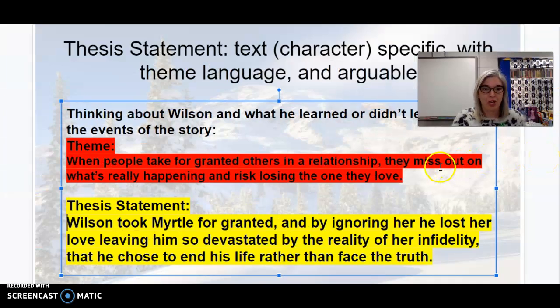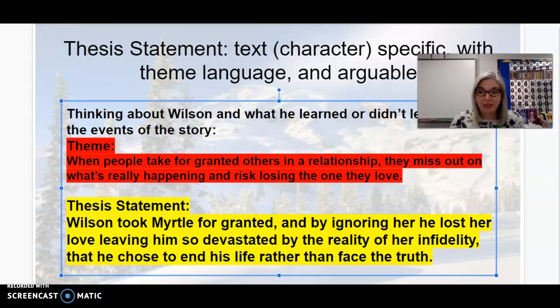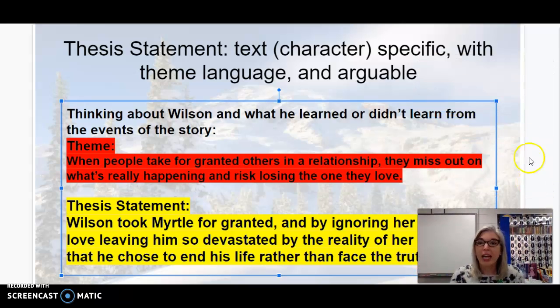Okay, so hopefully that helps you out. A thesis statement is one sentence long. It is text specific, speaking about the character, and it has theme language in it, and it's something you can prove from the book. If you have questions, you can ask them during class or shoot me an email.